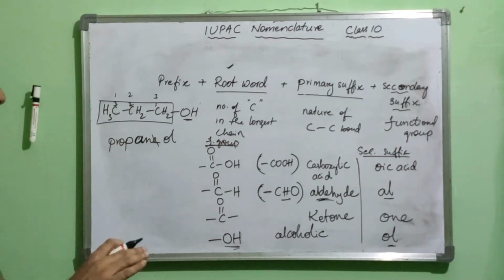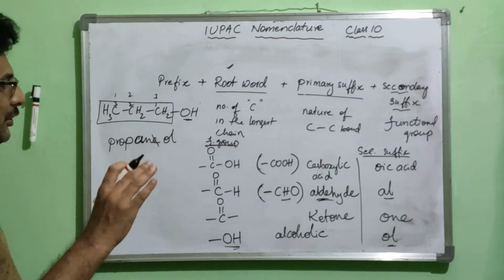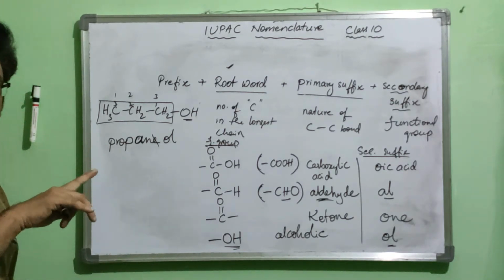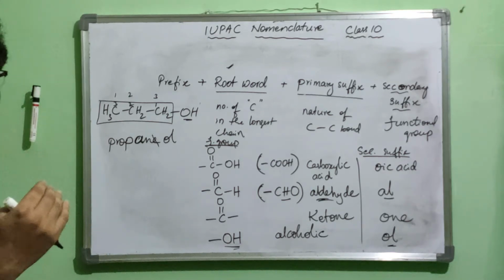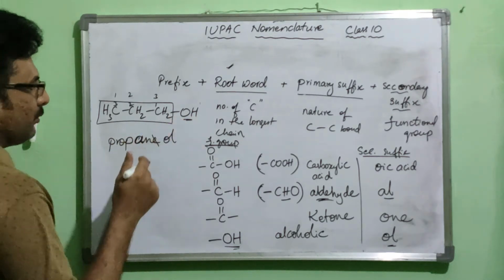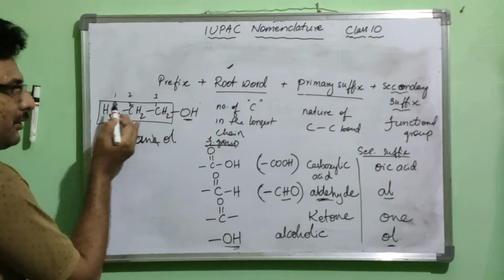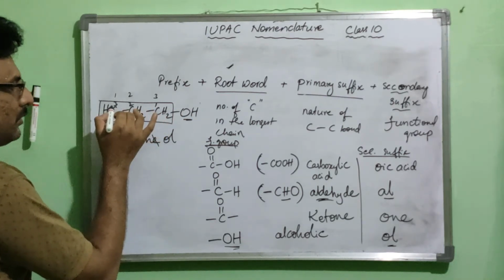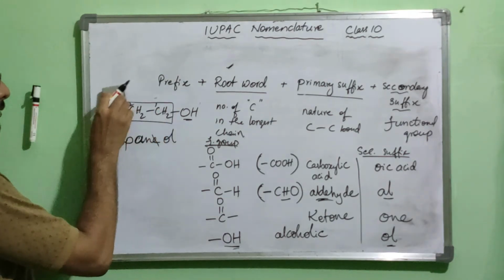So remember that. When you give numbering, you have to make sure that the functional group gets the least number. That means you have to give priority to the functional group. The functional group is on the right side, so you have to start numbering from right to left: 1, 2, 3. You have to give numbering like this. Okay, so that will be the correct method.